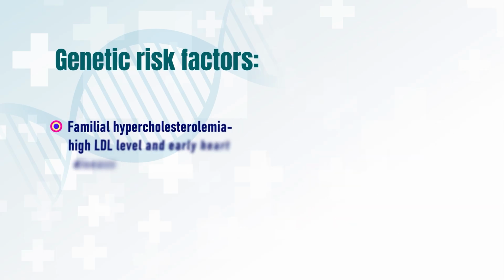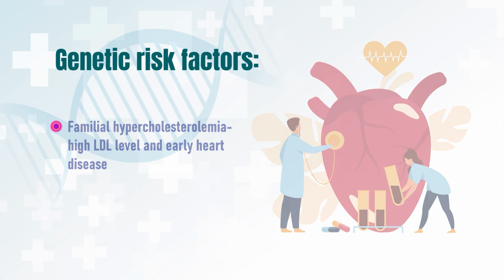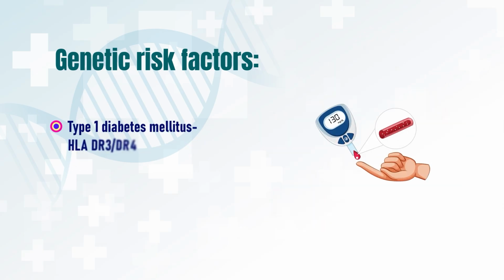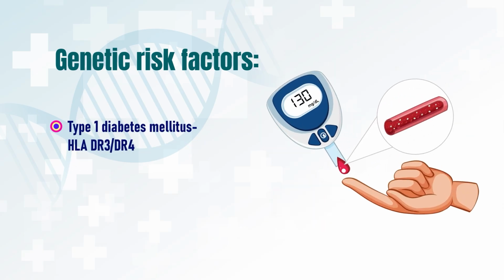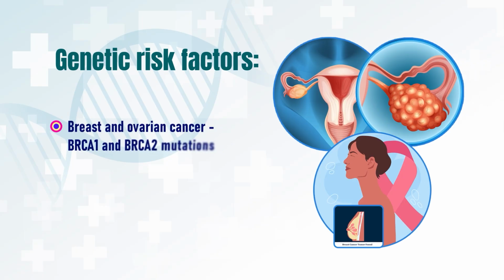There is a presence of hypercholesterolemia which runs in families. We call it familial hypercholesterolemia, which results in high LDL level and which in turn causes early heart disease. Then some type 1 diabetes mellitus patients have HLA-DR3 and DR4, which may increase the risk of development of type 1 diabetes. Then breast cancer and ovarian cancers are associated with BRCA1 and BRCA2 mutations.